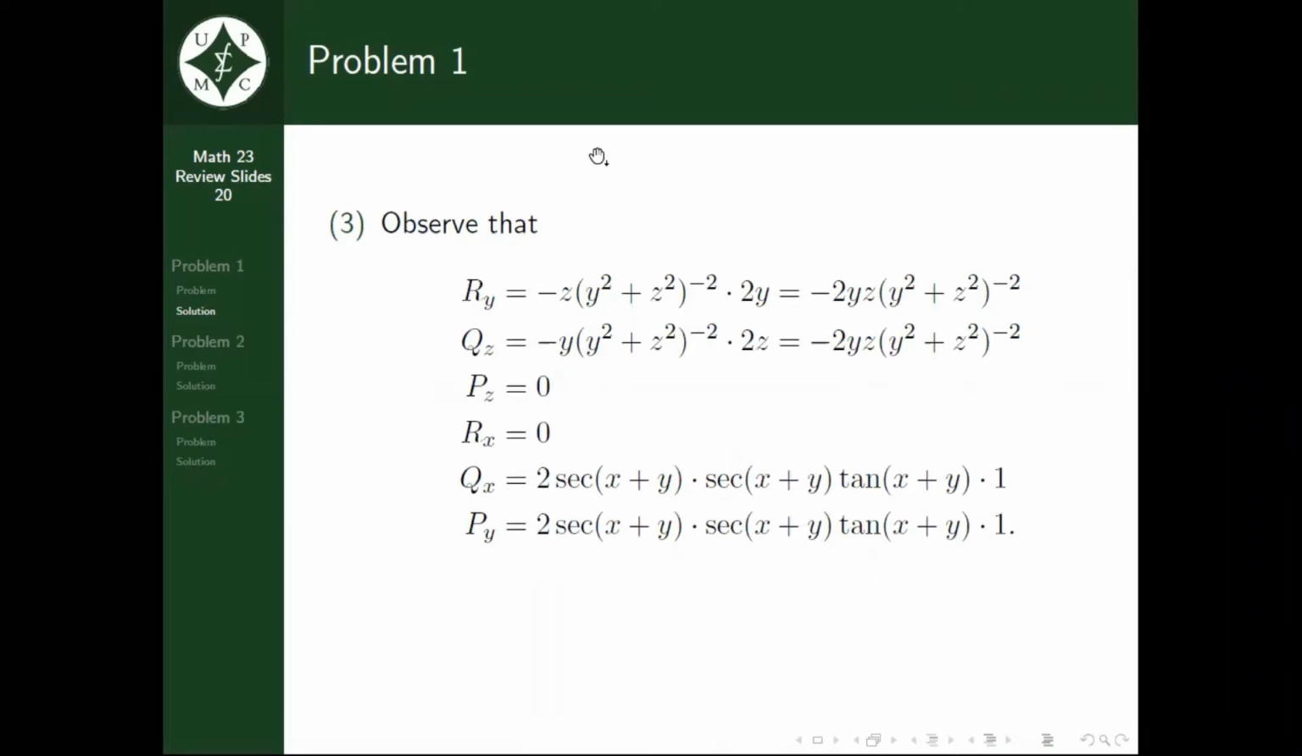Okay? Since they are equal, this pair is equal, this pair, and then this pair. Okay? Or equivalently, their differences are 0. So they equal 0 when subtracted.